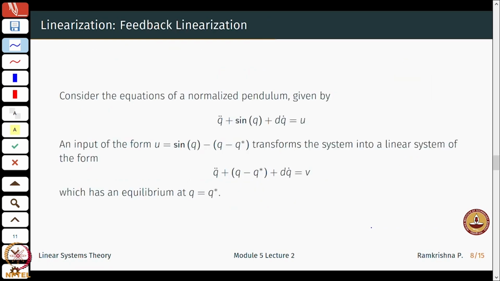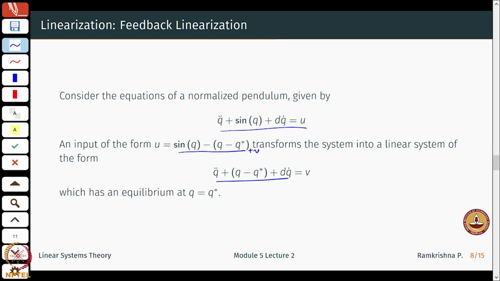Okay. Now, in this example, if I choose an input sin q minus q star, maybe just add a plus v here. This will transform the system to a linear system of this form. I can write it in the state space form, so I can convert this second order equation into two first order differential equations.